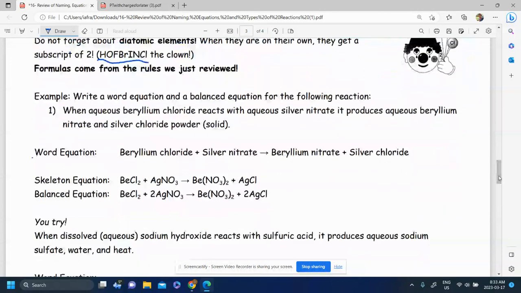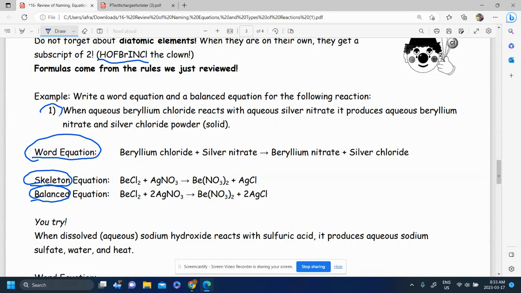Remember, there's different types of equations that you can write. You can write what's called a word equation. You can write a skeleton equation, and you can write a balanced equation. The word equation represents the reactants and products using their names, so their actual words. We don't put states or anything. We still use the plus and the arrows, but we just don't put any formulas or states.